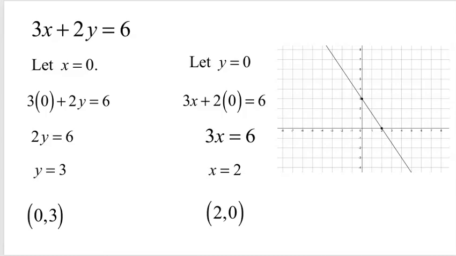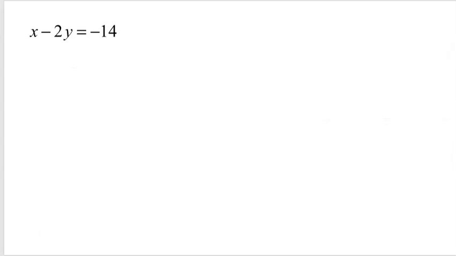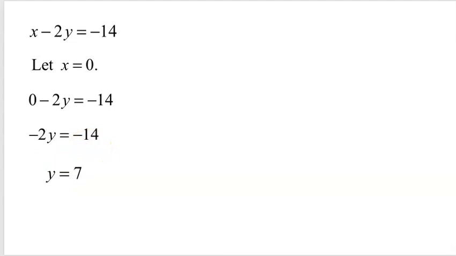But I need to graph both lines, so now I have one line graphed. Let's graph the second line. X minus 2y equals 14. I want to find the y-intercept first, so I'm going to let x be 0. If I let x be 0, then I have 0 minus 2y is -14. That, of course, is 0 plus -2y is -14. Dividing by -2, -14 divided by -2 is +7.